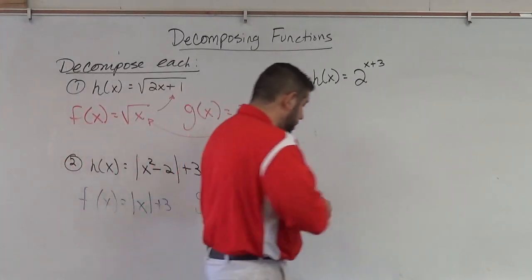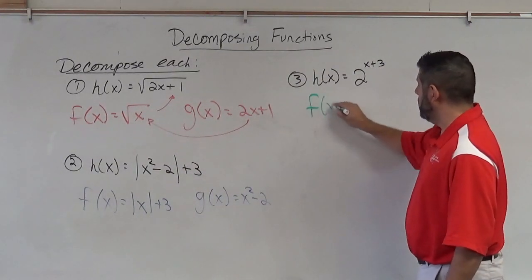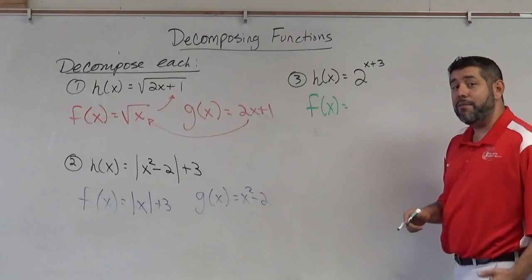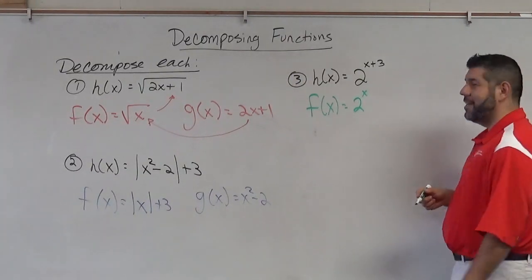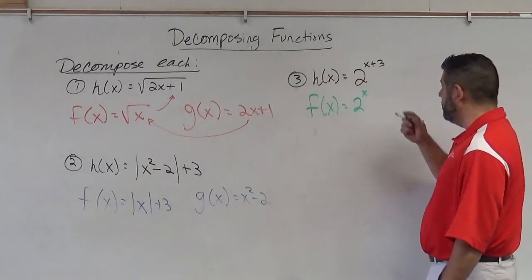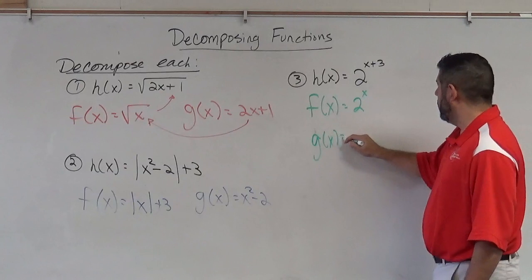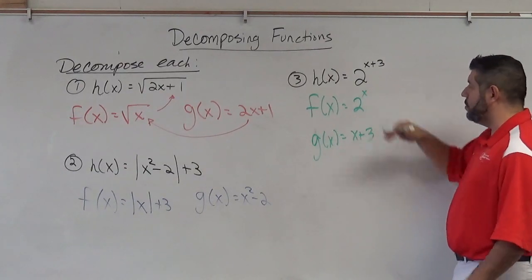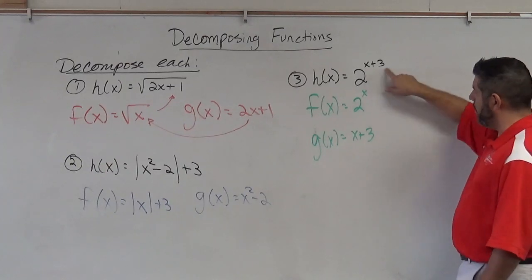All right, let's look at 3 here. For number 3, a good shot at f of x would probably be 2 to the x, and g of x is going to be x plus 3. And these aren't too bad because it's going to be the base and the power, and then whatever is that power is going to be your g of x, okay?